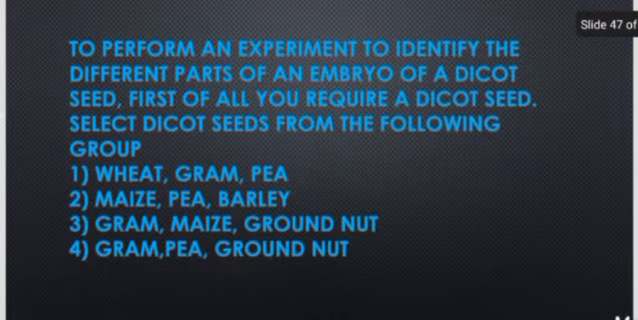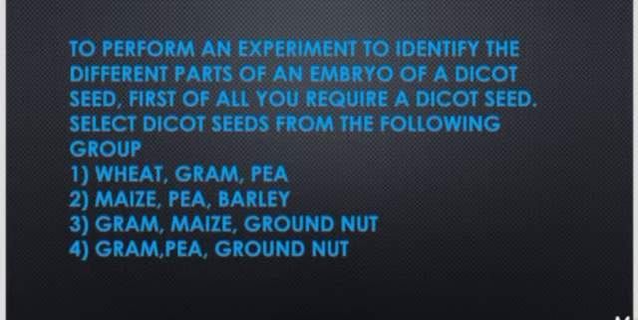And the next question. To perform an experiment to identify the different parts of an embryo of a dicot seed, first of all, you require a dicot seed. So in this question, you want to identify which among the following options has the correct choices for the dicot. Dicot means we are able to split them into two equal halves. So monocot and dicot, it is mentioned in the textbook. You should have an idea about what a monocot is. In the case of monocot seeds, we are unable to split them into two equal halves or two seed leaves. But in the case of dicot, by a gentle press, we are able to split them into two equal halves, like cashew nuts and groundnut, etc.